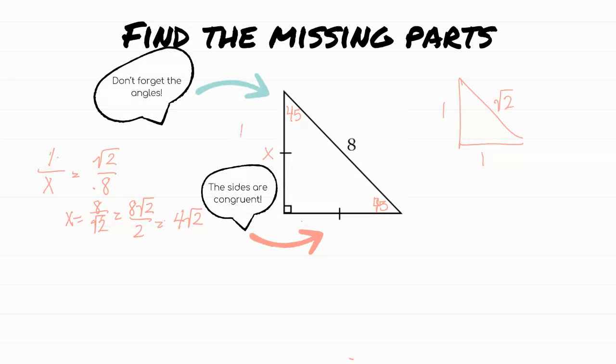Which means that if this side is 4 square root of 2, then this other leg is 4 square root of 2 as well. And there's no math necessary to find that. You just know because they're congruent, they are the same length. So a 45, 45, 90-degree triangle, you can find one of the sides and you've automatically found the other, setting up a proportion using your special reference triangle.